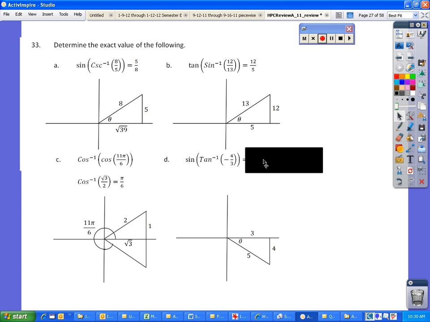Finally, for D, I'm finding the sine of tan inverse of negative 4/3. Tangent inverse of negative 4/3. Since that ratio is negative, you know you're in the fourth quadrant. Set up your triangle. That happens to be a Pythagorean triple. So you have 4, 5, and 3. And now in the fourth quadrant, the sine of this angle would be opposite over hypotenuse. However, sine is negative in this quadrant, so your answer would be negative 4/5.